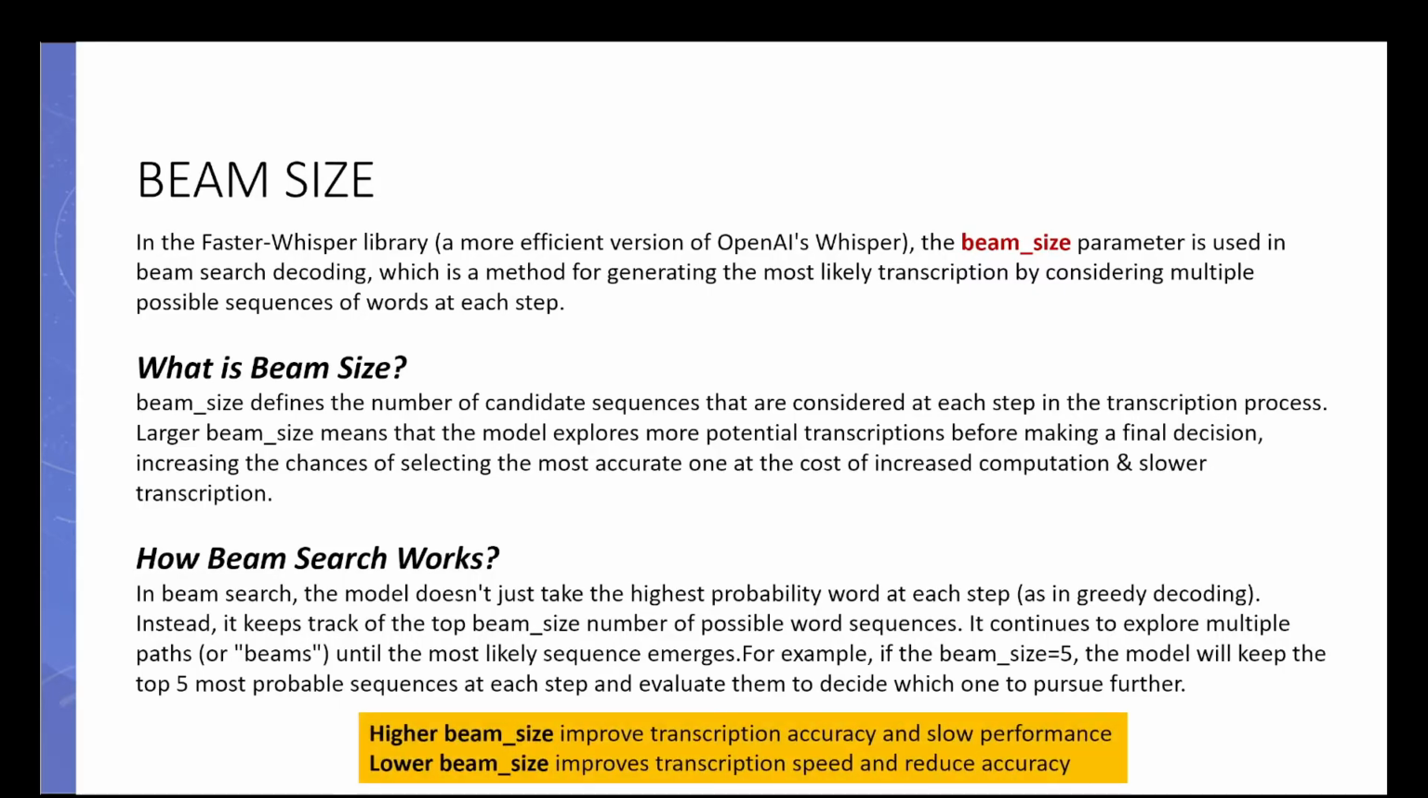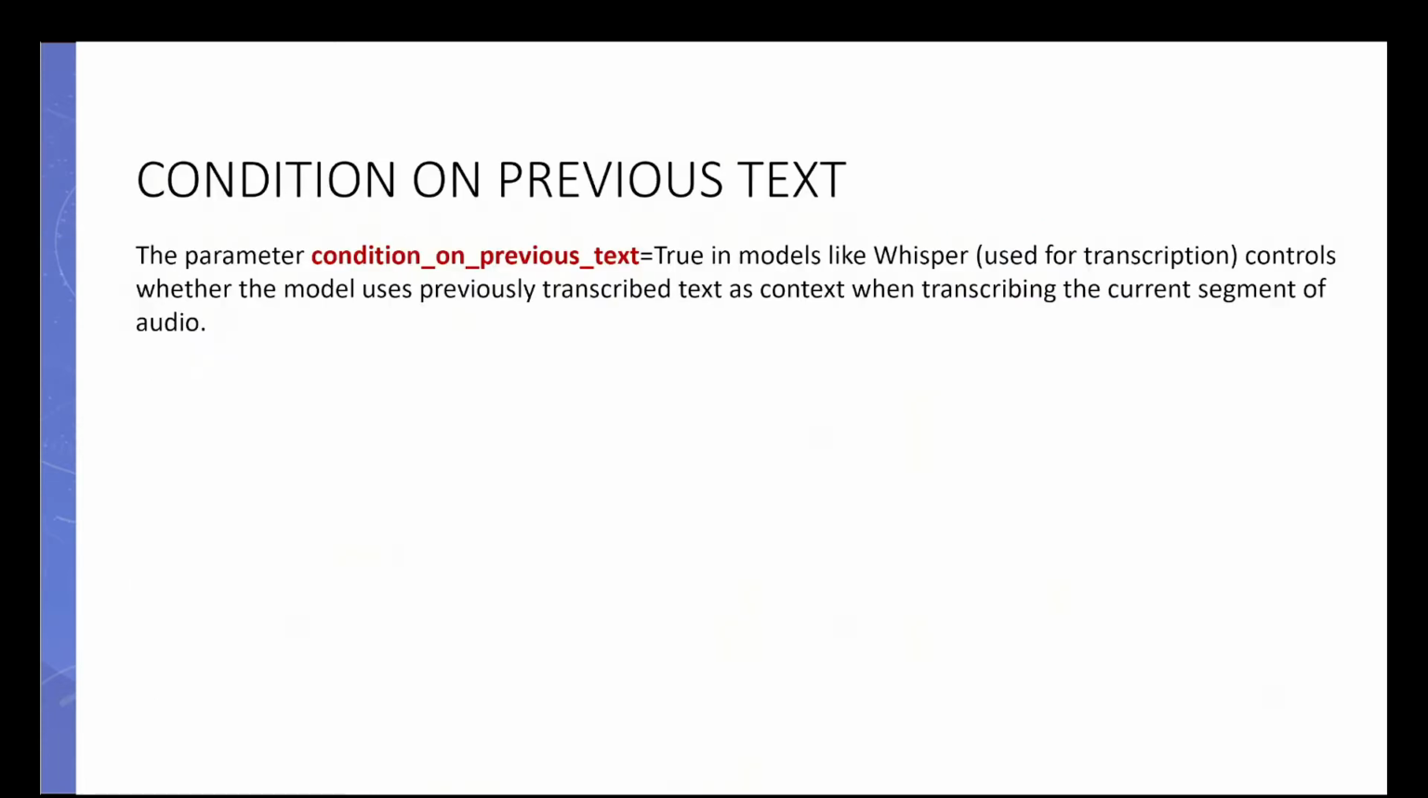Okay, so as you can imagine, higher beam size improves transcription accuracy and slows down the performance, while lower beam size improves transcription speed and reduces transcription accuracy. So it's a compromise between the two that you have to figure out yourself. What is the accepted level for your own application, for your own audio?